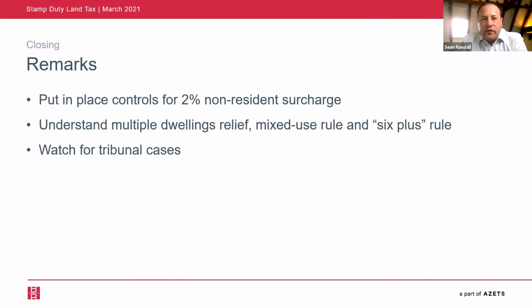So what to take away from all of this? Well, I would highly recommend that you put in place controls for fee earners to identify in what transactions, in what cases that 2% surcharge could apply. So there will need to be some kind of audit trail, some kind of checks and balances to spot particular cases where an individual or a corporate buyer is not resident and therefore will be liable to that 2% surcharge. Sorry about that, but it's going to become even more complicated.